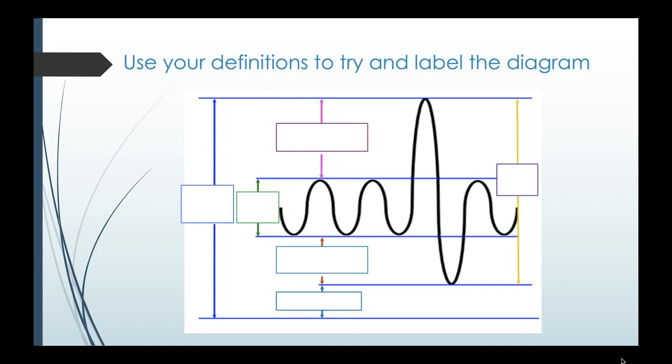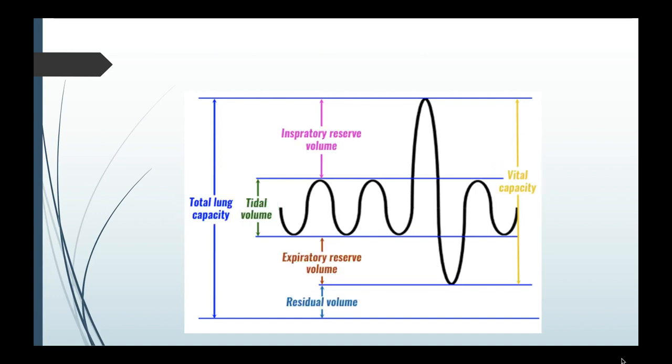Okay, so hopefully you've now labeled your diagram, and now we're going to have a look at the answers, see if we got it right. So as we can see on the diagram, the tidal volume is represented by the small wave in the middle, which is just your normal breathing. Vital capacity, maximal inhale in, and then forcibly breathed out.